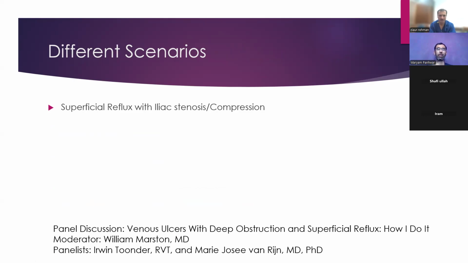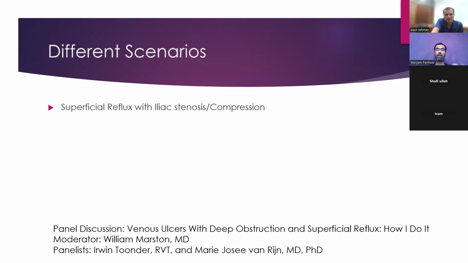So patients with PTS or venous disease can present with multiple issues at a time. If a patient has superficial reflux in the great saphenous vein, we have done the scan and there is superficial reflux in GSV, along with a CTV or MRV showing common iliac vein stenosis or compression of more than 50 to 70%. Now, what should be the algorithm and how should this patient be treated?